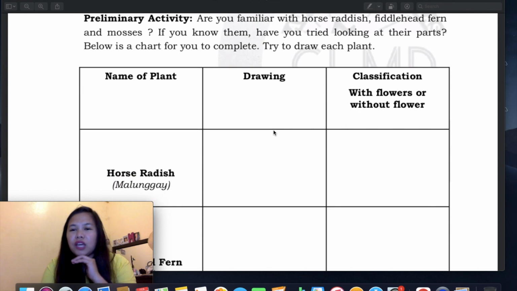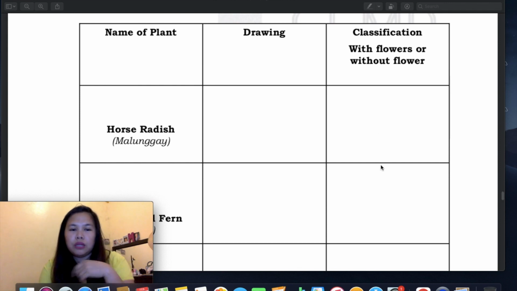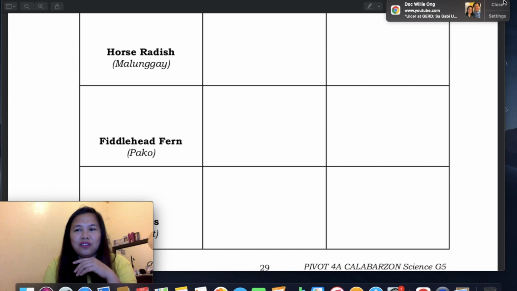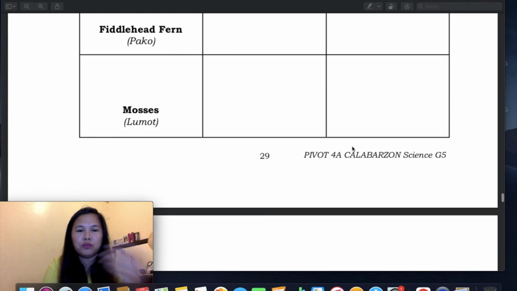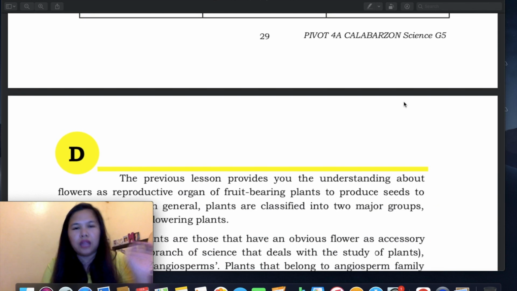And classification, with flowers or without flowers. So, madali. Sulatan mo lang, with flowers. So, ibig sabihin, si malunggay, namumulaklak ba? Lagyan mo ng with flowers. Ito si fiddlehead fern ay meron ba siyang flowers? Pwede mo with flowers. Ganon. And si lumot naman, pwede naman with flowers. Nasa inyo po yun. So, yun lang po. Simple. Very simple mga tao.